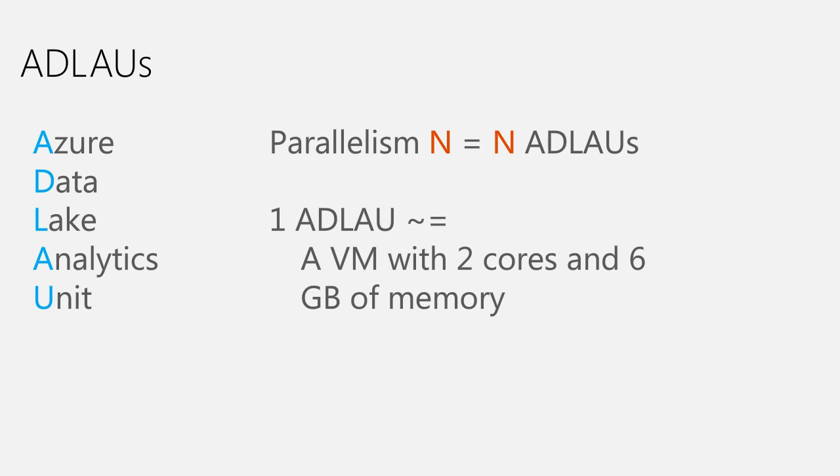Right. So we have been talking about ADLA units, and I have been mapping it to a VM, right? On an average, one ADLA unit is equal to a VM with 2 core and 6 GB of memory, right? This is roughly speaking, and not very exact. As per the current infrastructure given by Microsoft in the preview time, it is currently equivalent to a VM with 2 core and 6 GB memory.